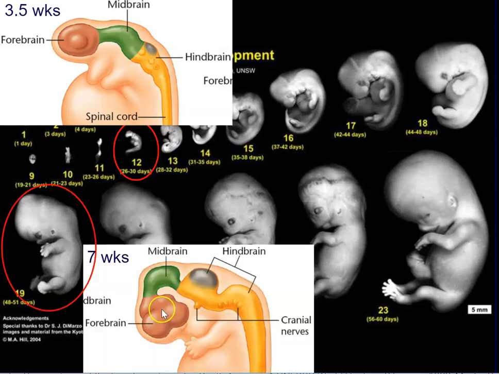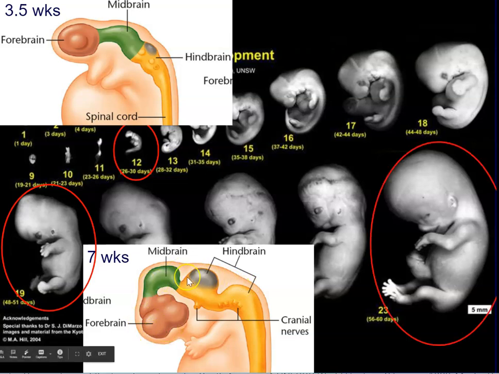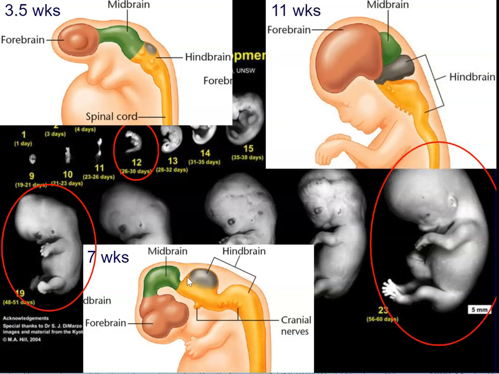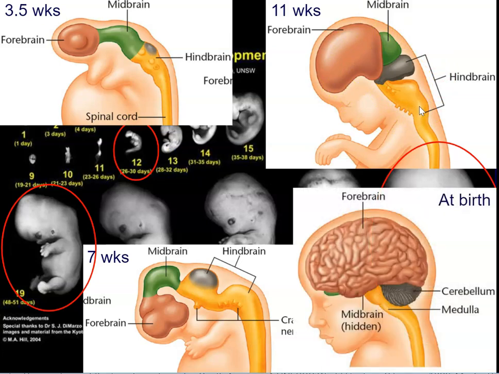At 7 weeks in, forebrain, midbrain, and hindbrain have started to differentiate more, have started to grow more. At 11 weeks in, again, the forebrain and midbrain have gotten much bigger. The forebrain especially will continue to grow and grow and grow and cover up all of the midbrain and most of the hindbrain as well. And this is what the brain looks like at birth. And you can see the forebrain covering up the midbrain entirely and covering up a big chunk of the hindbrain as well.